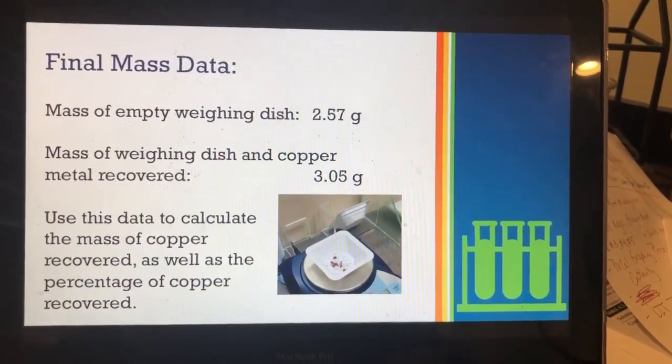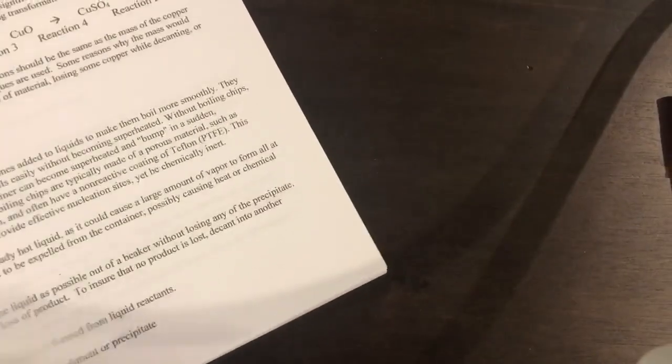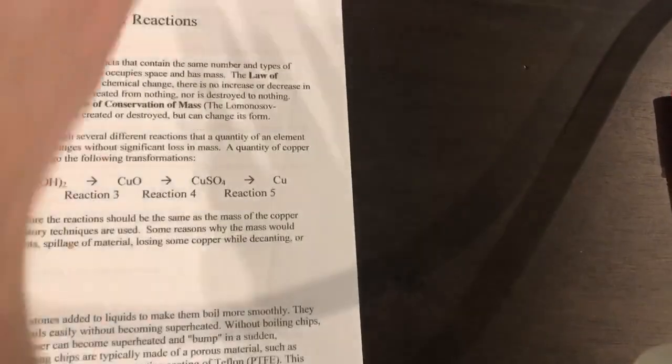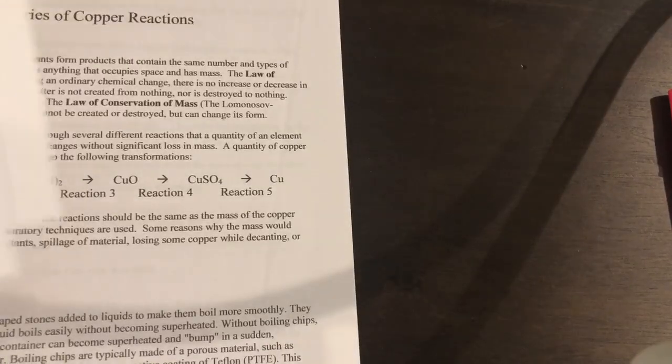Okay, so I'm going to switch to this mode right over here. Okay, and so we're going to step through the lab and talk about that. Let me get all my stuff together.